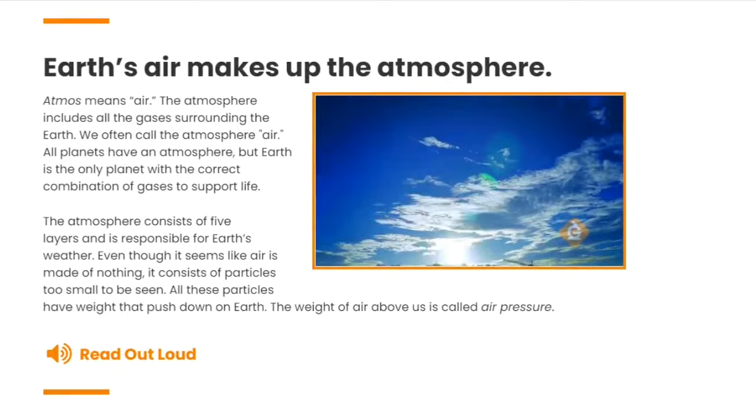Earth's air makes up the atmosphere. Atmos means air. The atmosphere includes all the gases surrounding the Earth. We often call the atmosphere air. All planets have an atmosphere, but Earth is the only planet with the correct combination of gases to support life. The atmosphere consists of 5 layers, and it is responsible for Earth's weather. Even though it seems like air is made of nothing, it consists of particles too small to be seen. All these particles have weight that push down on Earth. The weight of air above us is called air pressure.